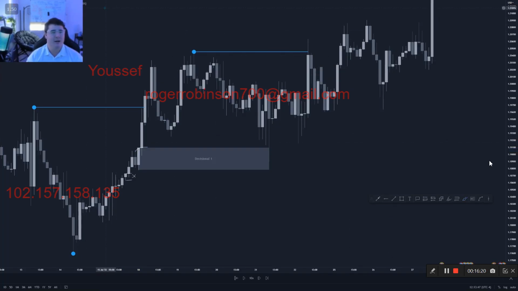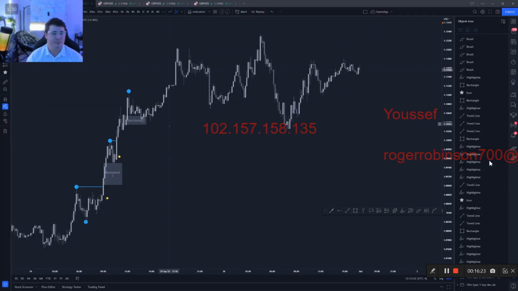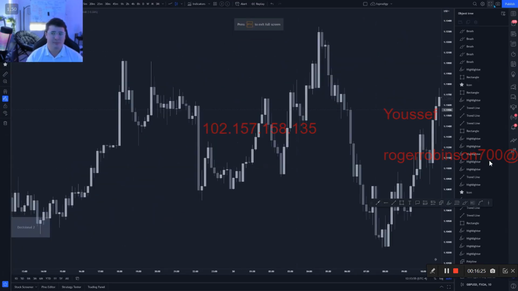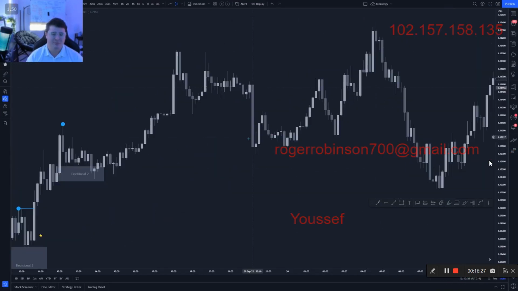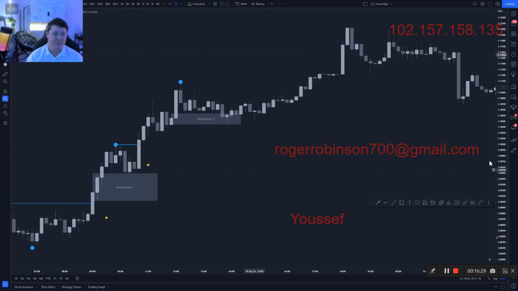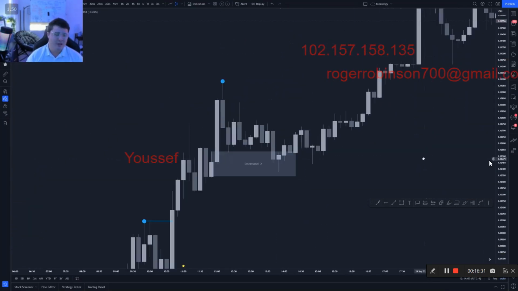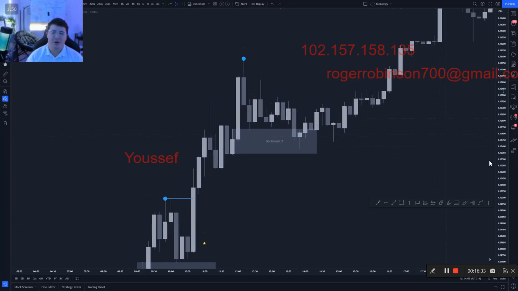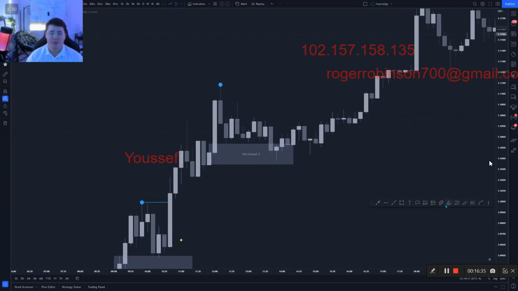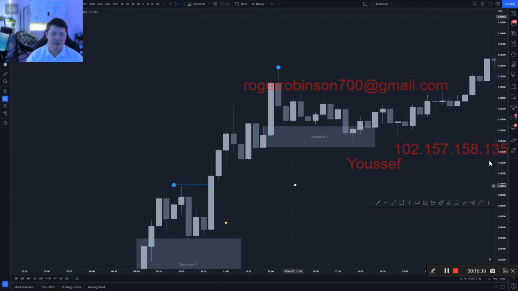So now let's look at the other two types of decisionals right here. So our next type of decisional, we're going to be looking at our type 2. This is where a decisional occurs after a high is broken. So in this case, we have structure that looks like this.